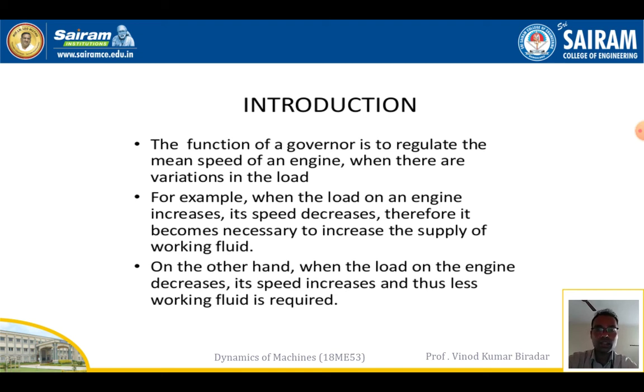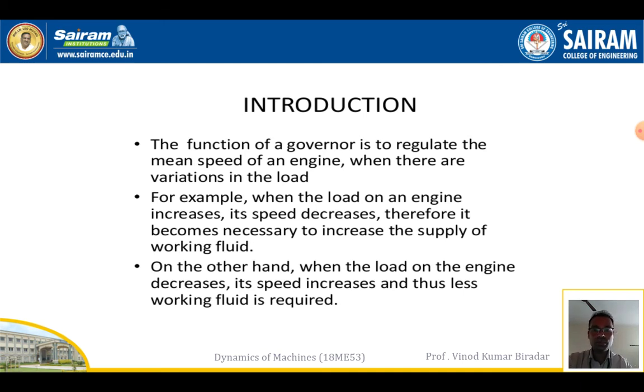Here I have shown the same terms. The function of a governor is to regulate the mean speed of an engine when there is a variation in the load. For example, when the load on an engine increases, its speed normally decreases. This is known to everyone. Therefore it becomes necessary to increase the supply of working fluid to maintain a constant speed of the engine. On the other hand, when the load on the engine decreases, the speed increases and thus less working fluid is required. That is the reverse.